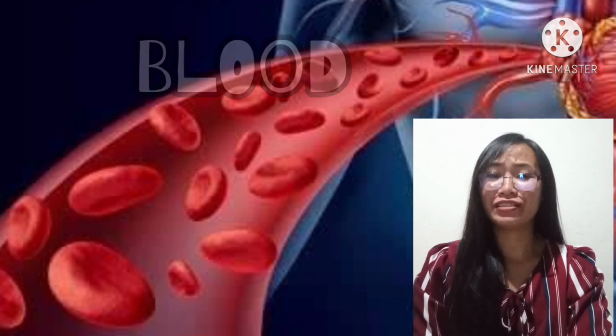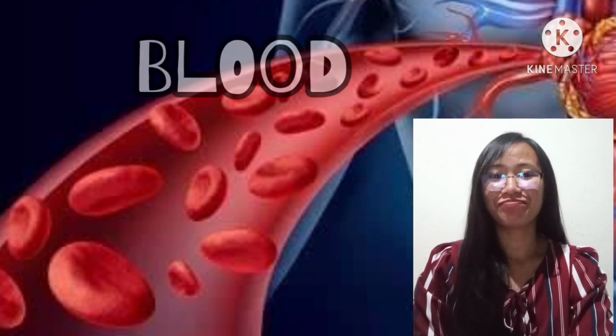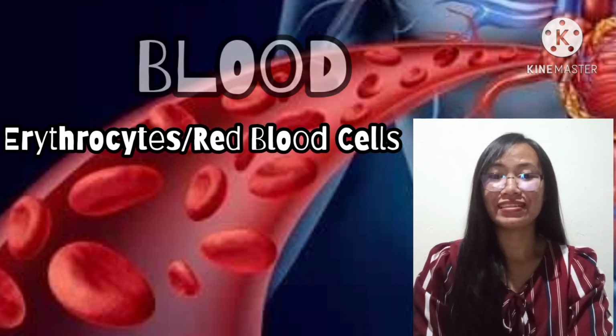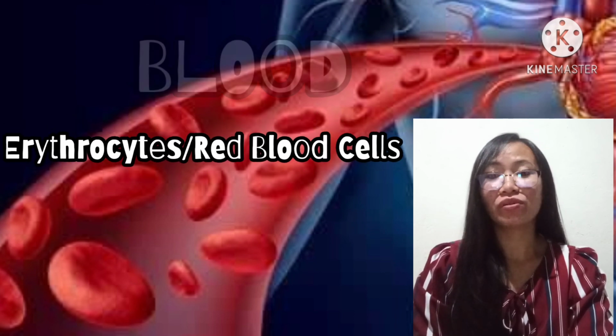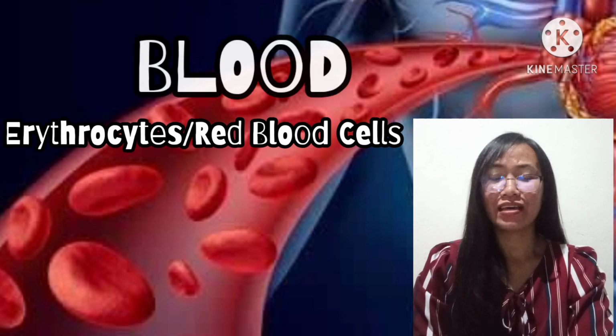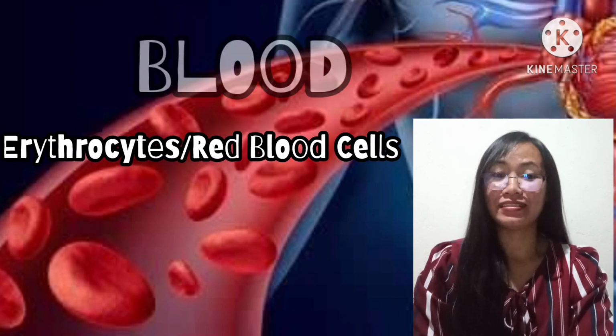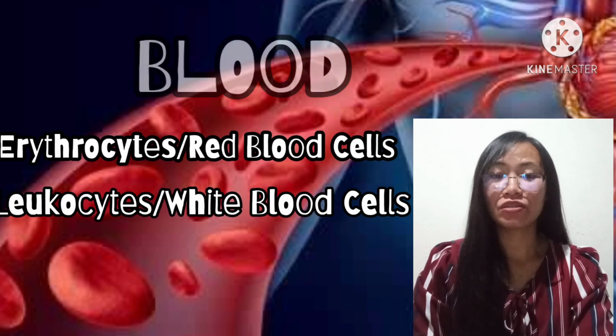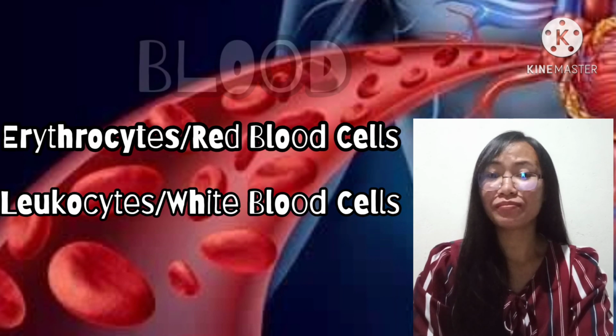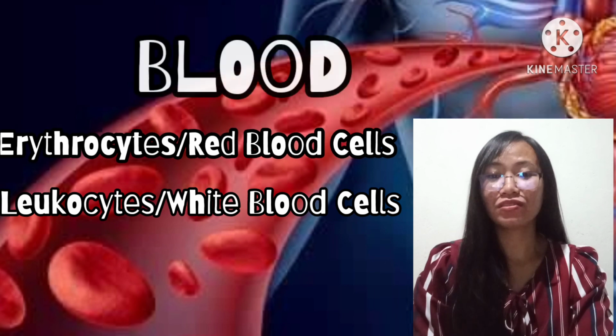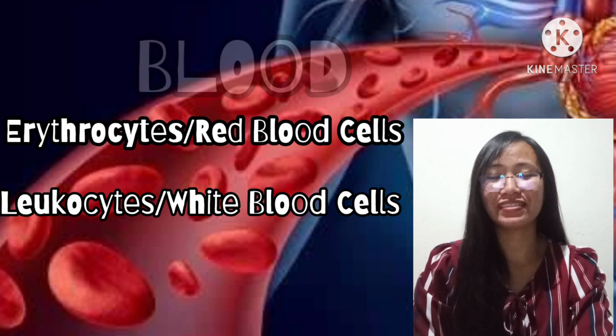Did you know what the three main substances of the blood are? Well, these are the erythrocytes, also known as the red blood cells, that transport oxygen and carbon dioxide. Second, the leukocytes, which are also known as the white blood cells, which are responsible for immune defense mechanisms.